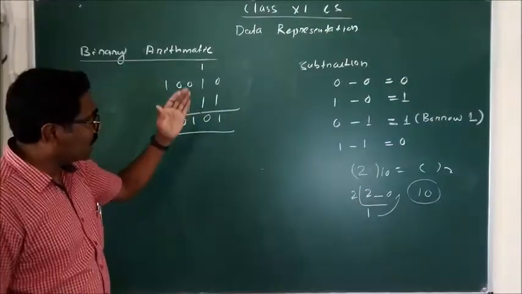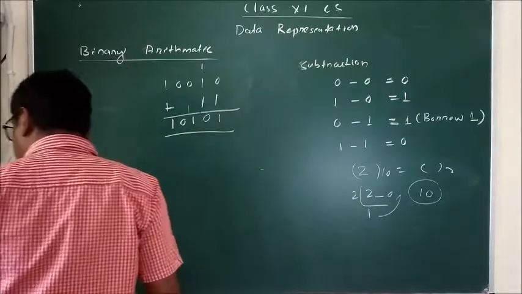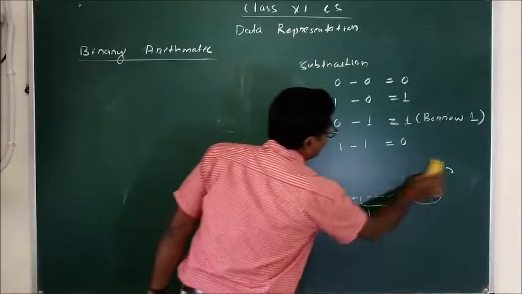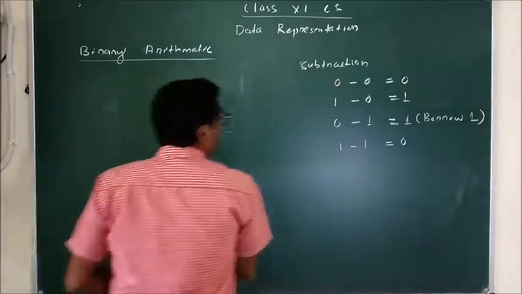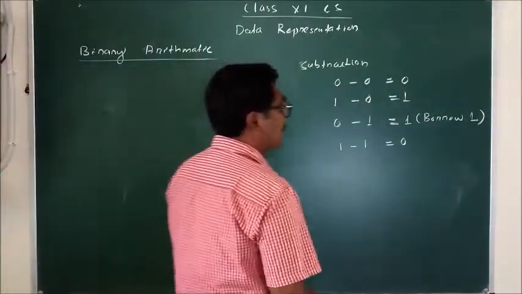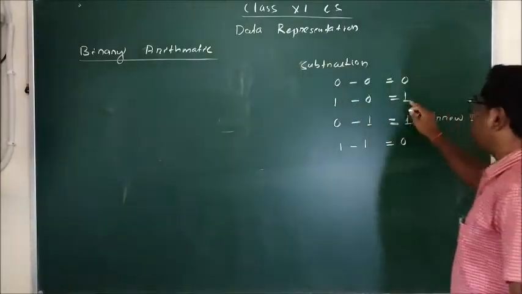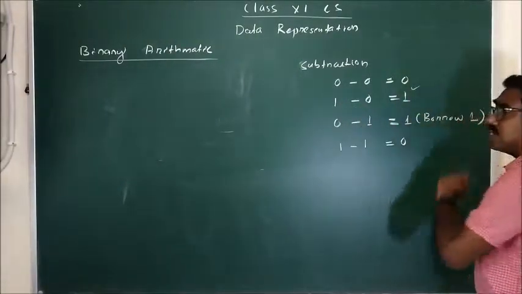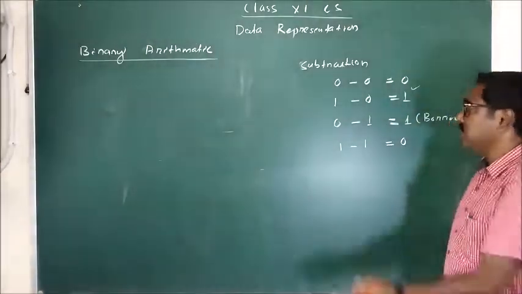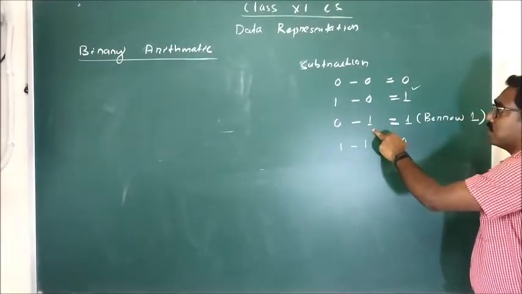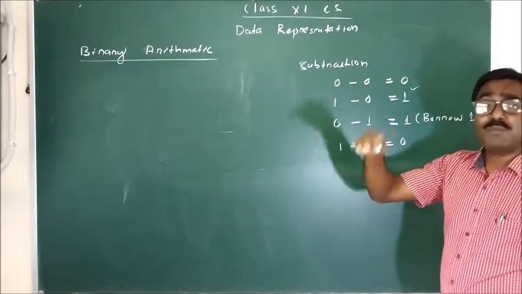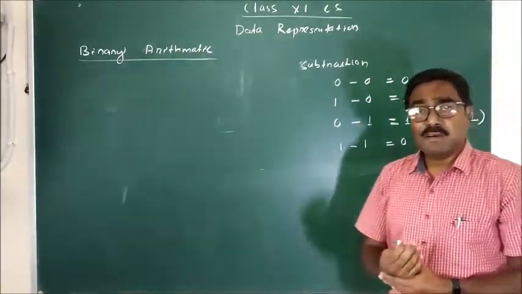Now let's go to the subtraction part. In case of subtraction, you have to remember this much: 0 minus 0 is 0, 1 minus 0 is 1. When we are doing 0 minus 1, then what happens? 0 minus 1 is not possible because 1 is larger than 0. So we have to take a borrow from the previous number.